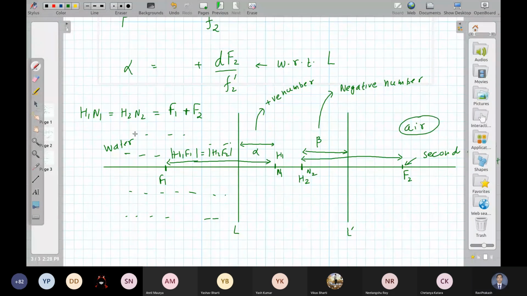Now h1 f1 is not equal to h2 f2. अब first focal length और second focal length same नहीं होगी, and h1 will not coincide with n1. h1 n1 coincide नहीं करेंगे, h2 n2 will not coincide. They will be at some distance. कितनी distance पर होंगे? This much.